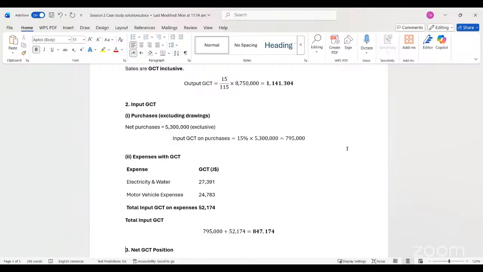So on your GCT returns, your actual sales that you would have declared would have been what? 7,608,000. Something like 7,695,696, round up, right? So that would have been the actual sales. The GCT on the sales would have been 15% of that 7.6, which gives you about 1,141,304. All right. So that's on the sales.